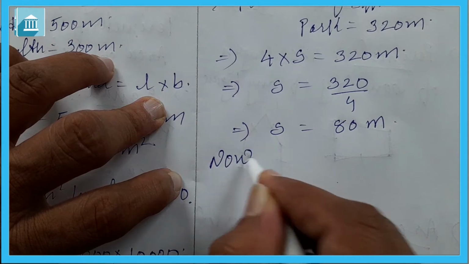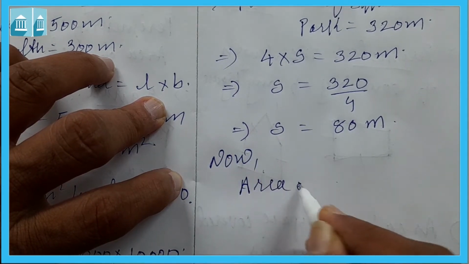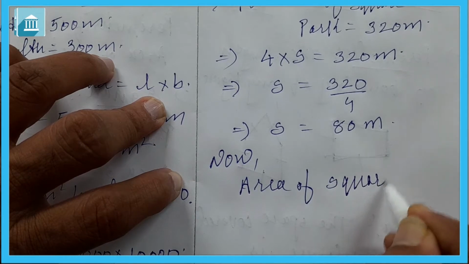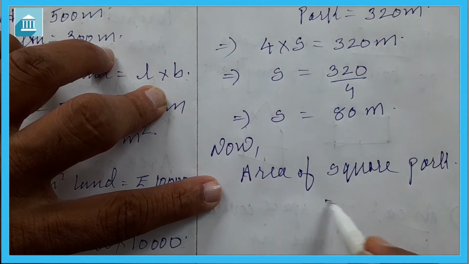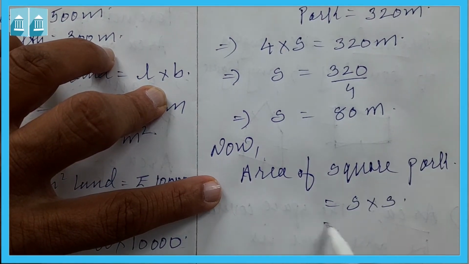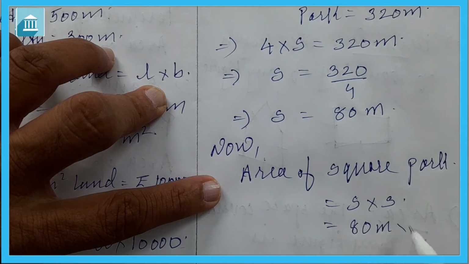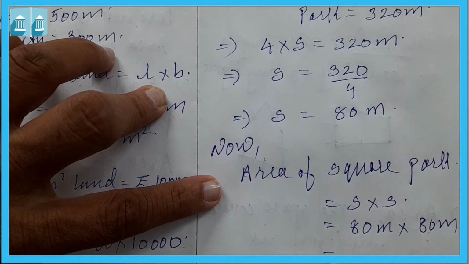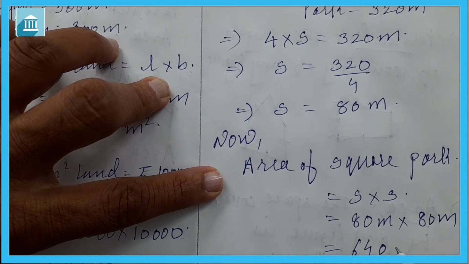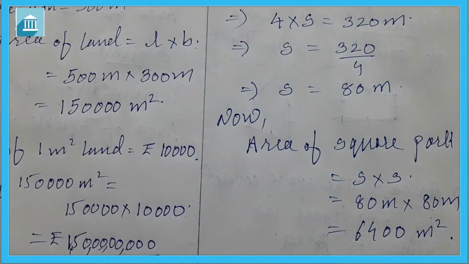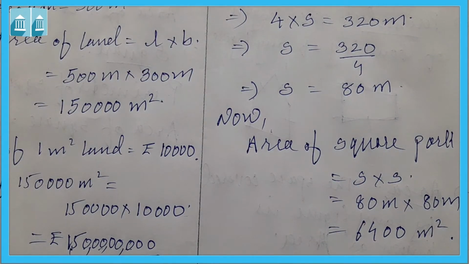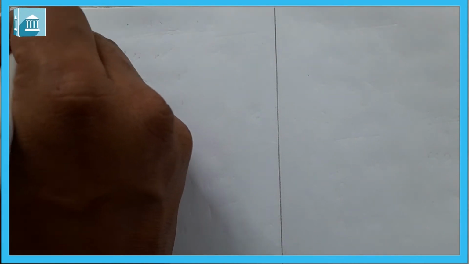Now the area of the square park is equal to S into S, which is equal to 80 meter into 80 meter, which is equal to 8 8s are 64, so 6400 meter square. So we can say that the area of the square park is 6,400 meter square.